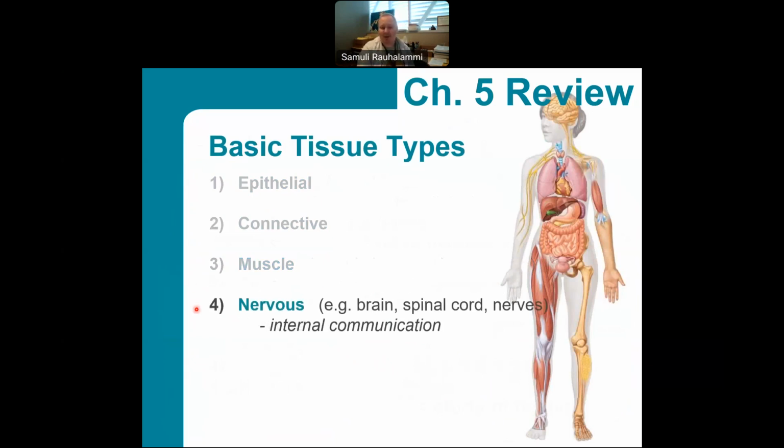Finally, let's have a look at the nervous tissue. Nervous tissue is responsible for our internal communication in the body. That includes our brain, spinal cord, and nerves. Because we're going to spend so much of the later part of this semester together talking about the nervous tissue, I'm leaving it fairly general at this point of the course. We'll get to dive into more detail later in this course.